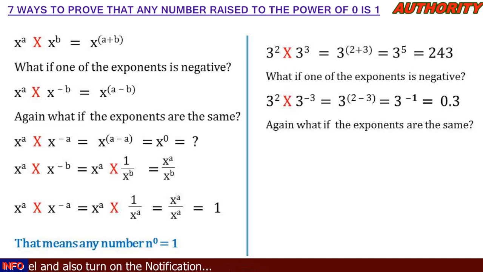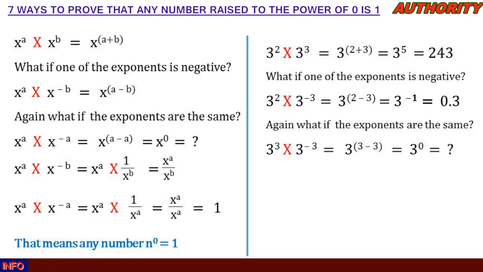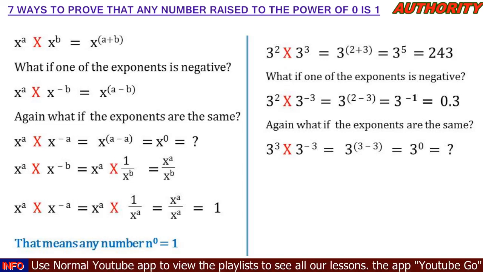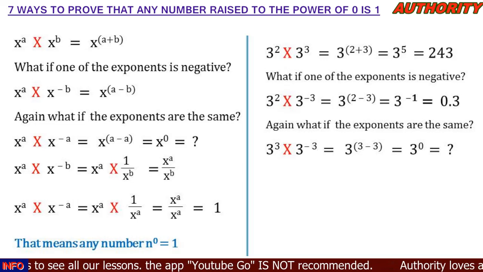Now, what if the exponents are the same? One of them is negative and both of them are the same. Now, that means we're going to have something like 3 raised to power 3 times 3 raised to power minus 3. So that means we're going to have 3 raised to power 3 minus 3. So 3 minus 3 in the exponent is equal to 0. So 3 raised to power 0 is equal to what? That is what we don't know. So we want to prove this. Okay? Now let's solve this.